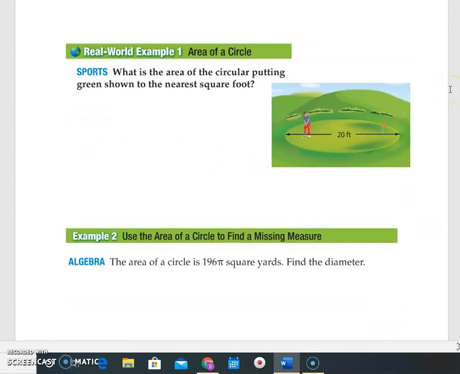Okay, we have an example there for using the area of a circle. If any of you play golf, I personally don't, but I have an idea of what a golf course looks like. It looks like we're on a putting green here. From the side view, it looks like an oval, but actually it is a circle. Oh, bad circle. Let's back that up. We'll see if we can get a nice circle here.